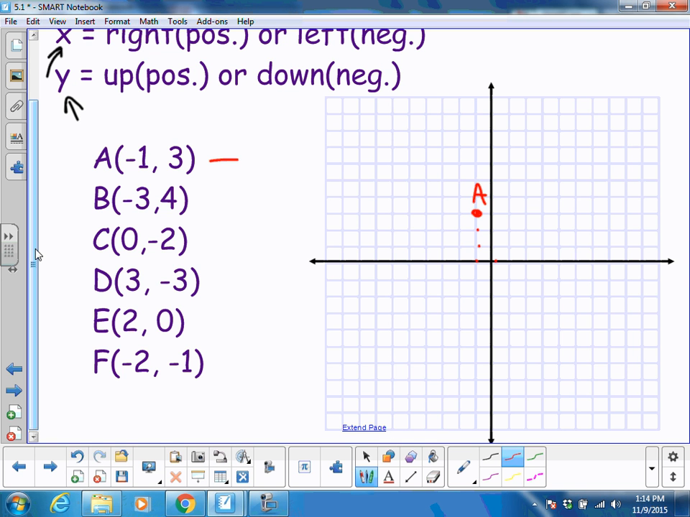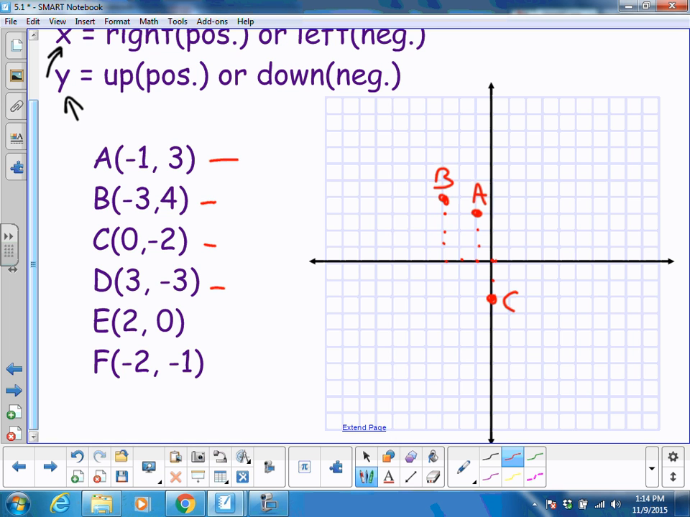For B, it's -3, 4. So I'm going to start at my origin again and go -3, 1, 2, 3, and then I'm going to go up 4, 1, 2, 3, 4. And there is point B. Point C is at 0, -2. So 0, I'm not going to go anywhere, right or left, but I am going to go down 2. And there is C.